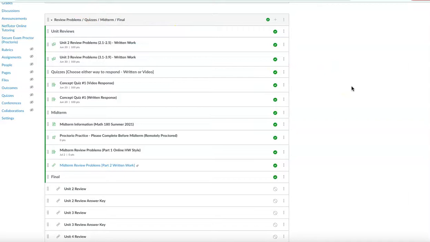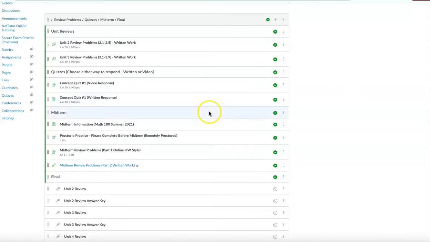Okay, I want to take a few minutes just to review the midterm process for next week and what you should be taking care of and thinking about as we prepare for the midterm next week, starting on July 2nd and going into the 3rd.